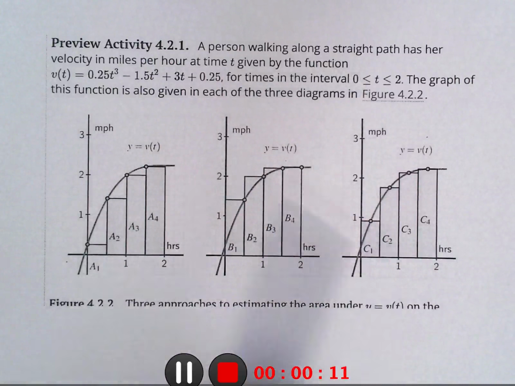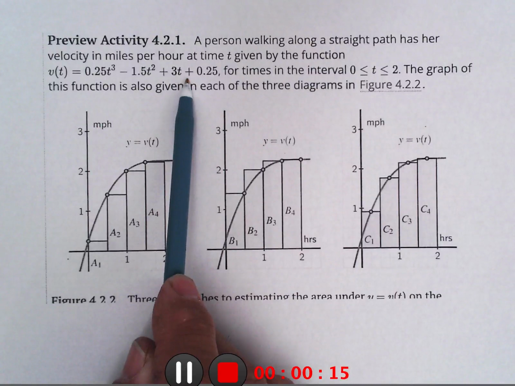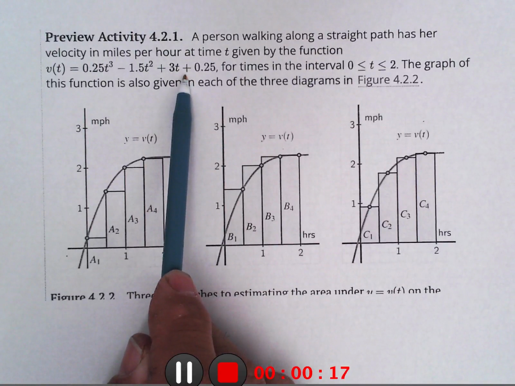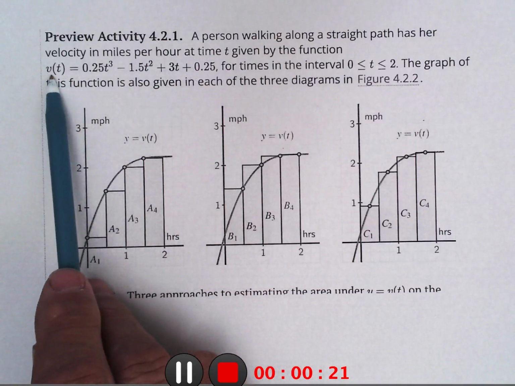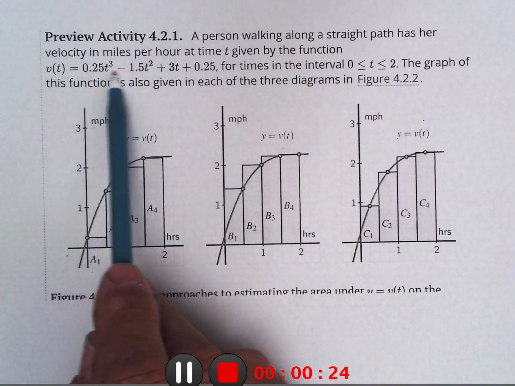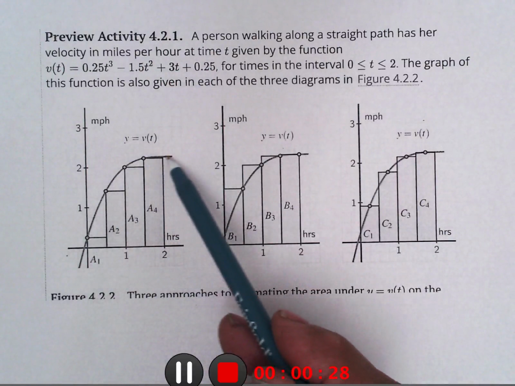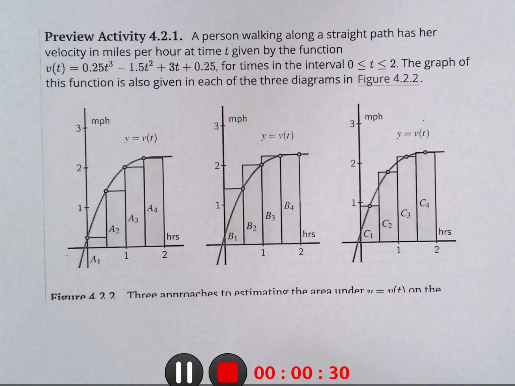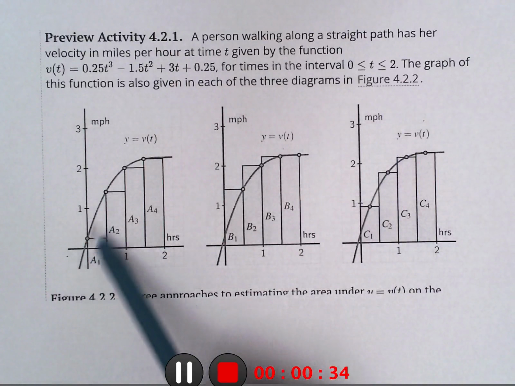The velocity equation is probably a little bit convoluted as an example here. Somebody's velocity of walking is not going to follow a cubic equation. They go slow at first, then pick up, and then kind of hold. But anyway, the distance they traveled is represented by the area underneath the curve.